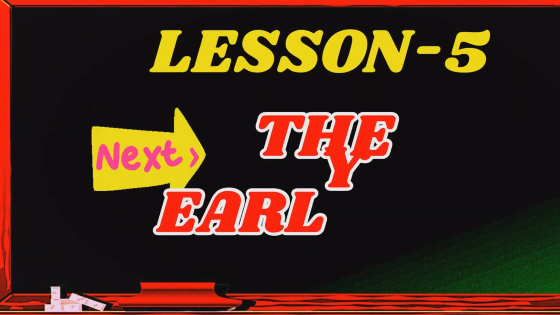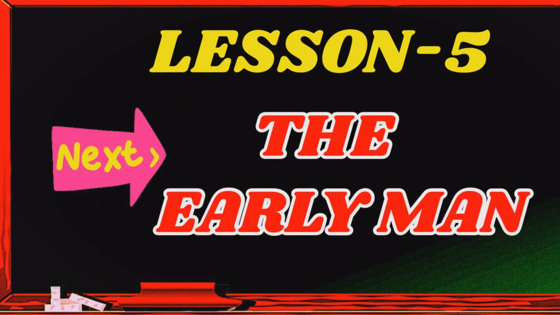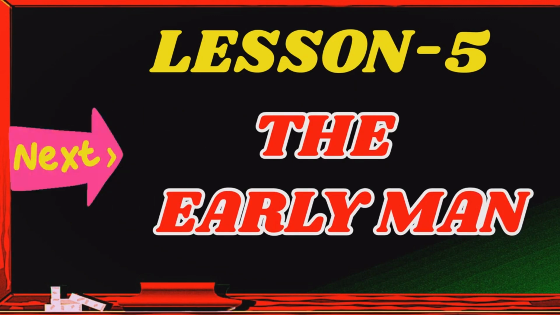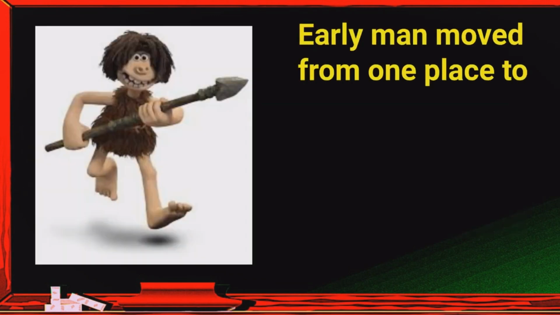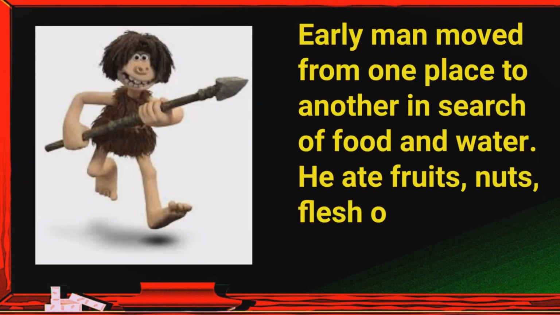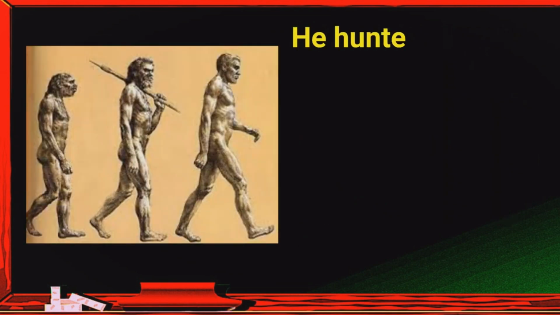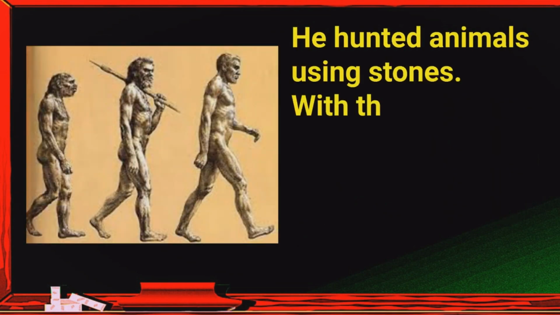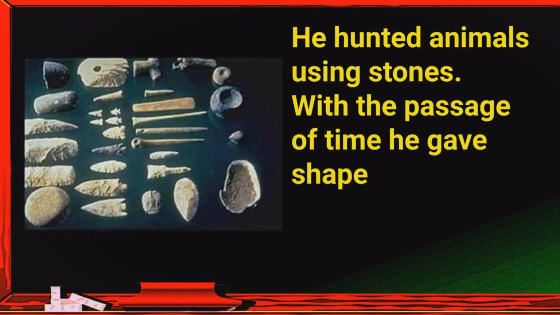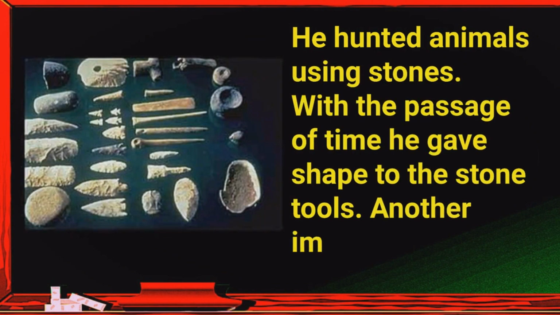Now we will revise the next lesson, which is lesson number 5. The early man. Let's revise the important points about this lesson. Early man moved from one place to another in search of food and water. He ate fruits, nuts, flesh of animals, etc. He hunted animals using stones. With the passage of time, he gave shape to the stone tools.